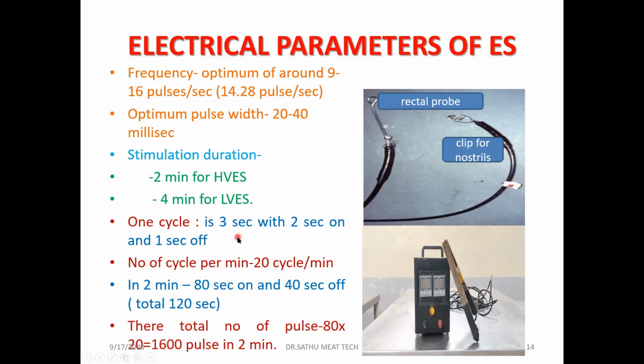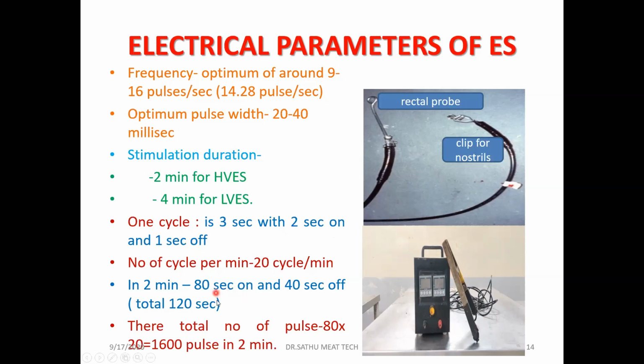You know that in a minute there are 60 seconds. When you divide it by 3 seconds per cycle, you get 20 cycles per minute. The number of cycles per minute is 20. That is, 60 seconds divided by 3 seconds, so that we get 20 cycles per minute.